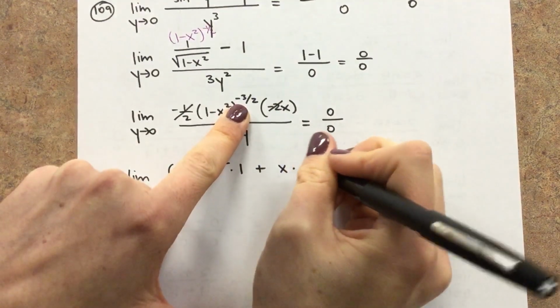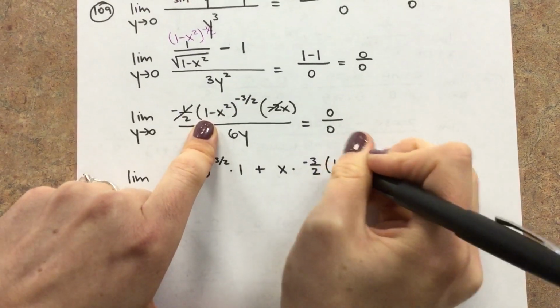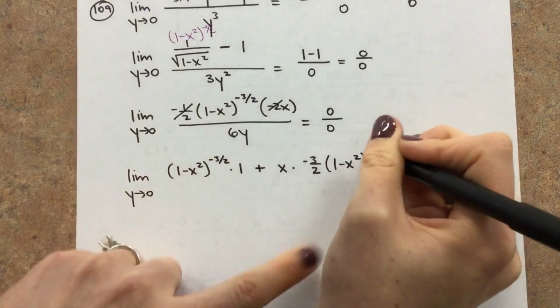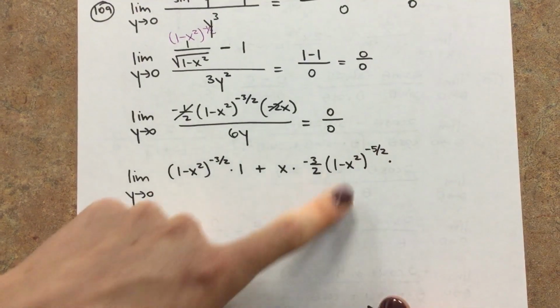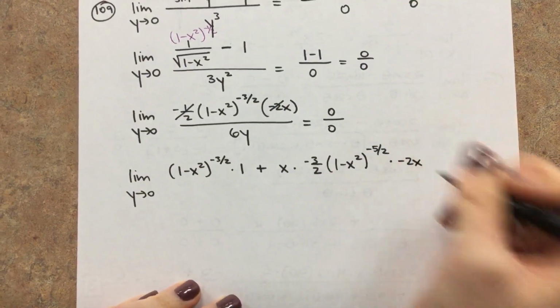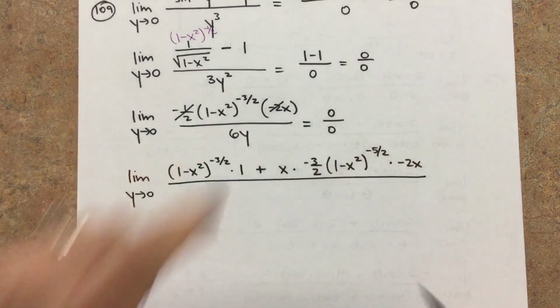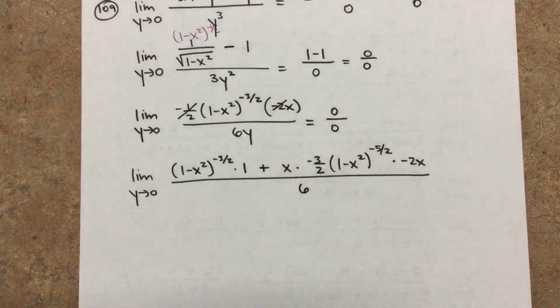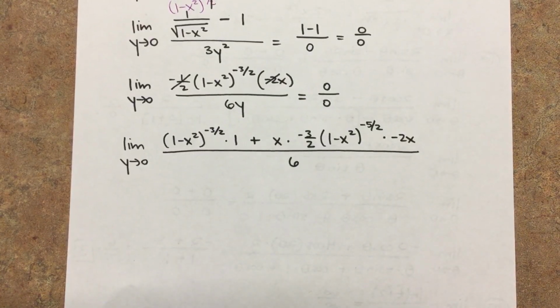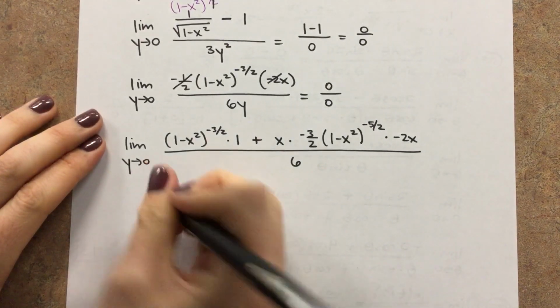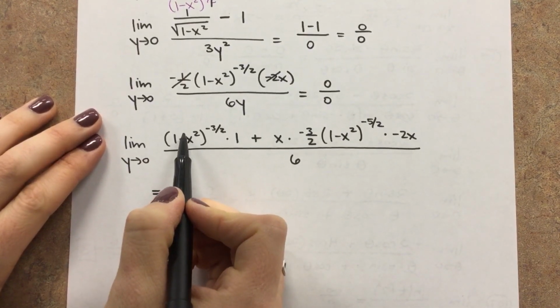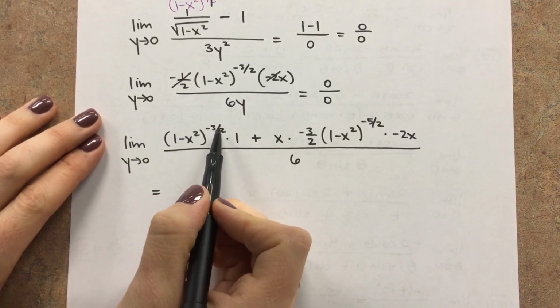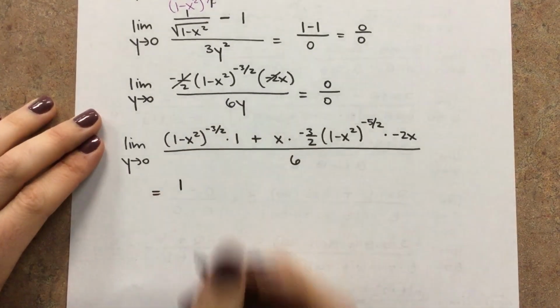So the negative 3/2 comes out front. We leave our nested function right where it is. Power drops down to a negative 5/2, and then I do my correction factor, which is the derivative of this inside right here. All of that over the derivative of the denominator, which would just be a 6. So now I for sure know that my denominator is 6. So hopefully I get something nice and neat in the numerator. So when I sub in a 0, right here, 1 minus 0 is 1, raised to any power is still 1. Multiplied by 1 would be 1.